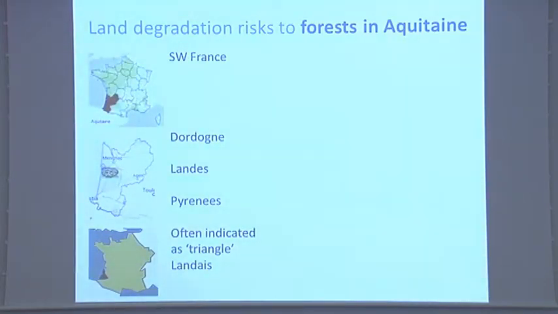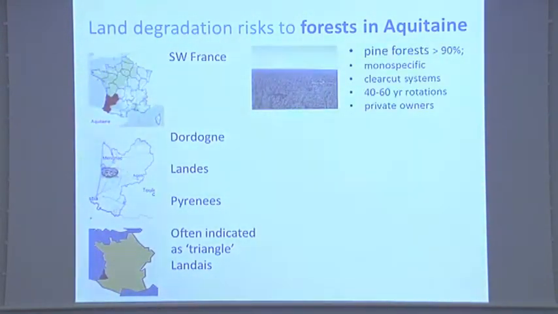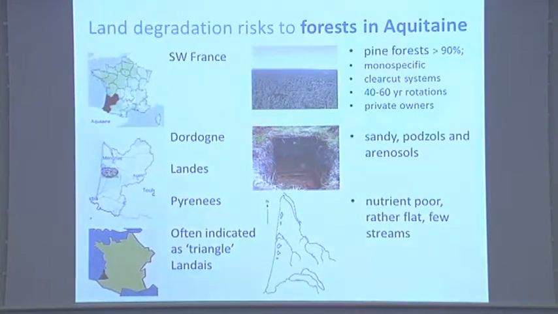The triangle of the Landes forest, or Land of Gascogne, is mostly pine, monospecific, with clear-cut systems, not so long rotations, and a lot of private owners. Most of the soils are sandy podzols, or arenosols at the coast. So there are dunes with arenosols, and the rest is mostly podzols. What's also striking is that if you see the Garonne River here and the Adour in the south, on this plateau it's rather flat. There are not a lot of drainage systems. So this is about the sites where the forests are, which I want to make a presentation on.